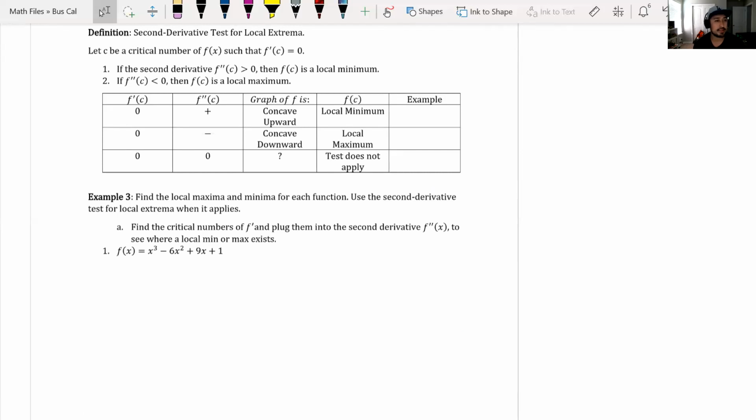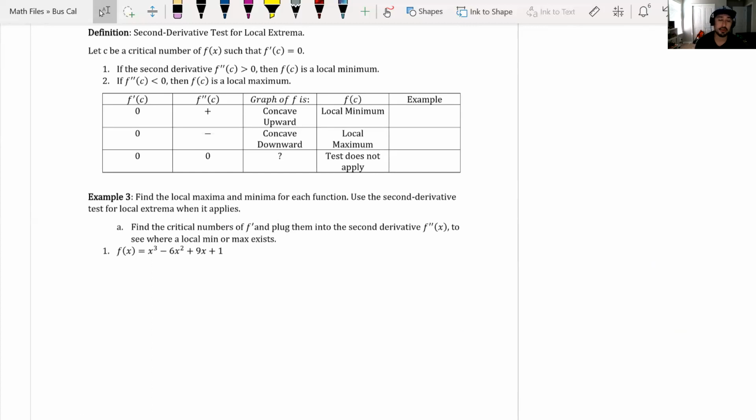Okay, so with that being said, let c be a critical number of f such that the first derivative at c is 0. One, if the second derivative at our critical number is positive, then the original function at that critical number has a local minimum. Two, if the second derivative at that critical number is negative, then the original function at that critical number has a local maximum.